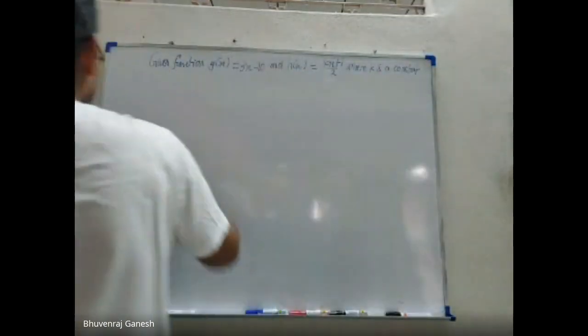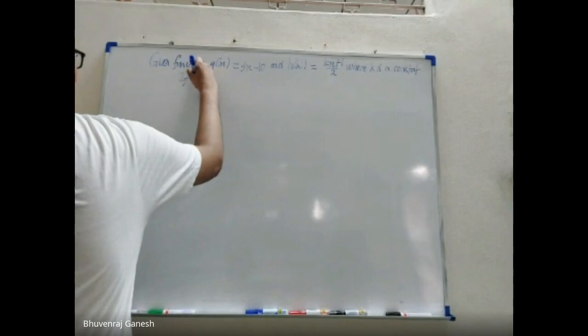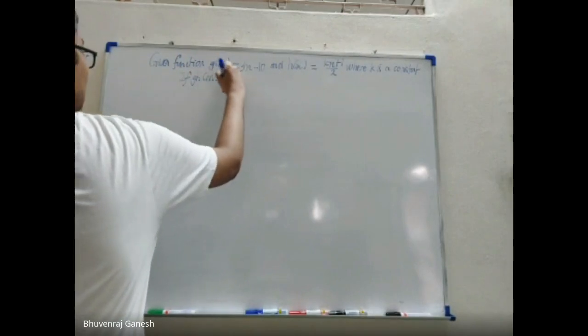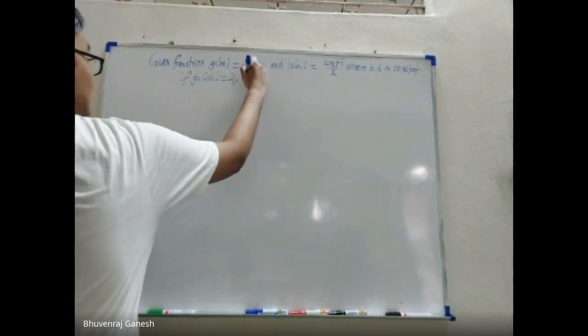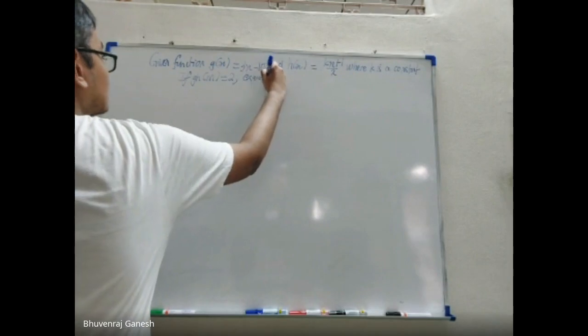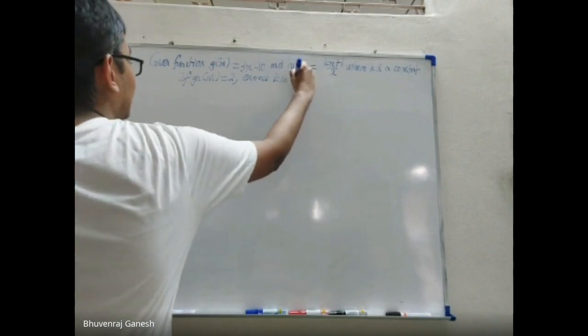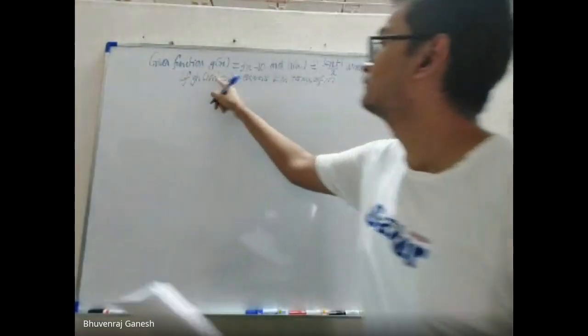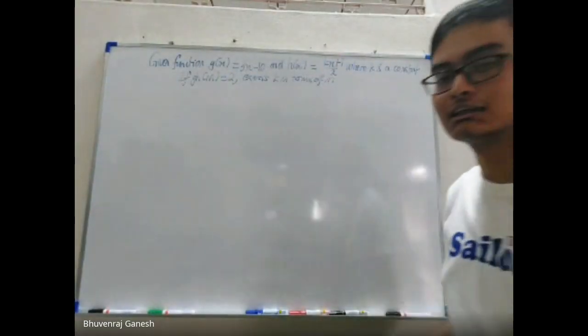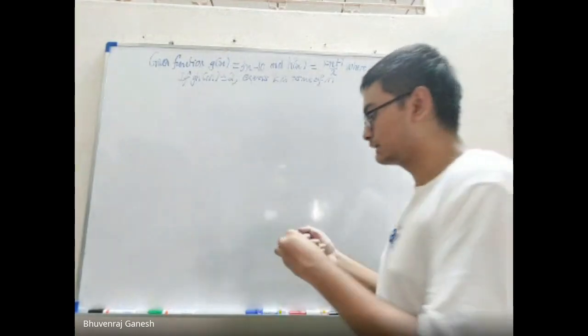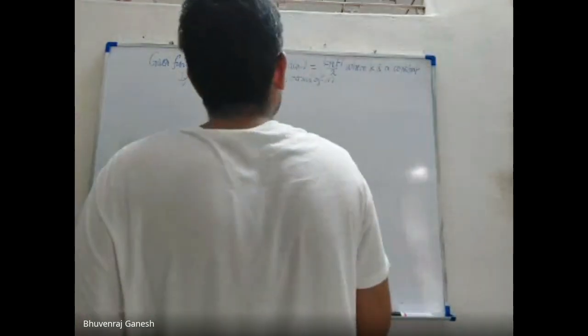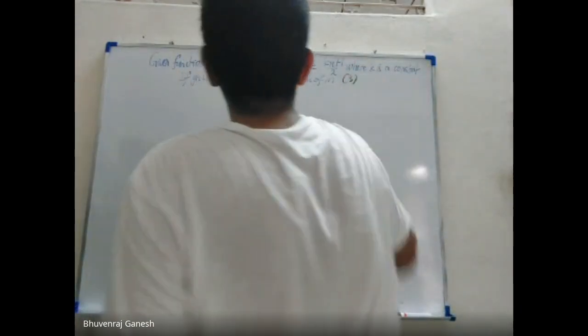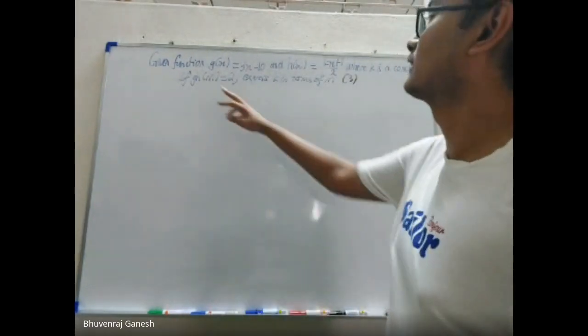The value doesn't change. So they say if gh(m) is 2, express k in terms of m. You cannot get exact value because they introduce a variable as an object here, and you have a variable in your function here as well. So that's why they ask you to express. So 3 marks.